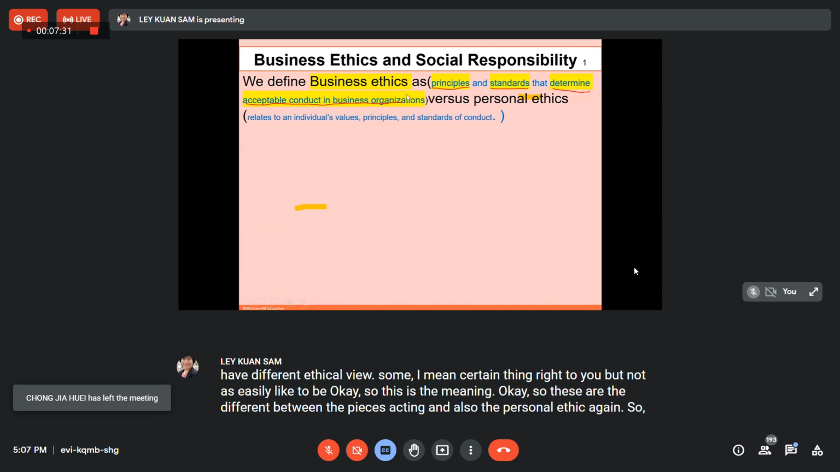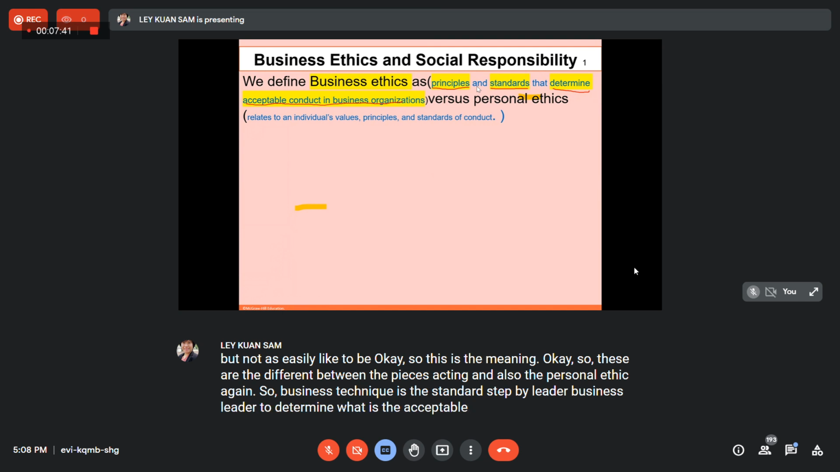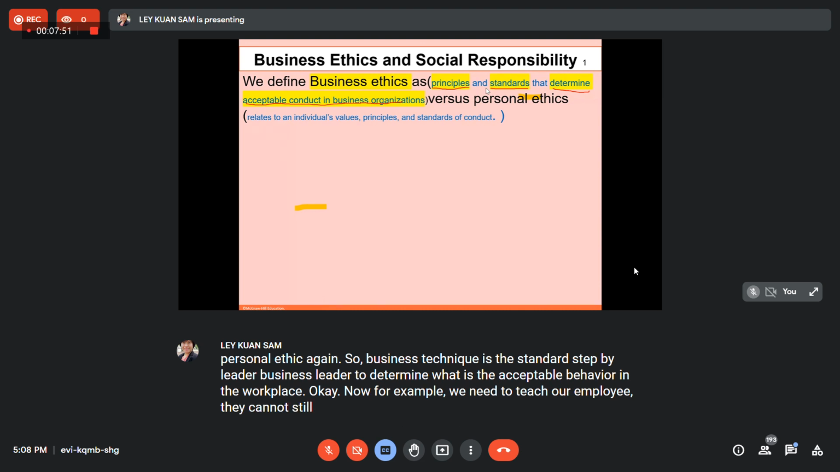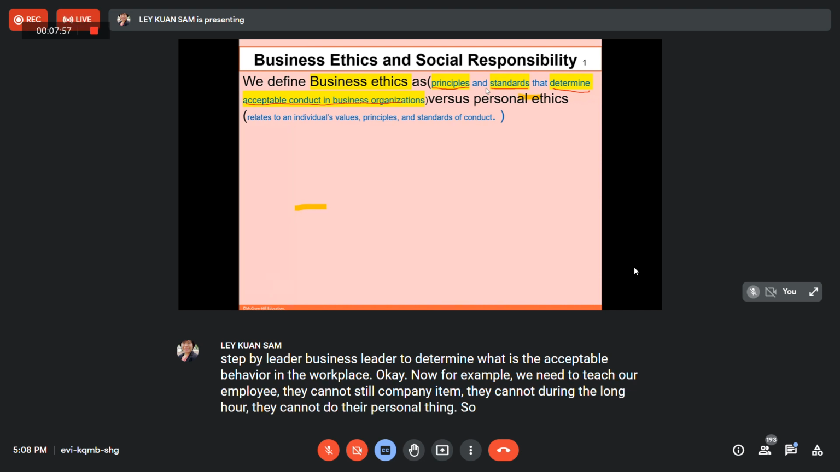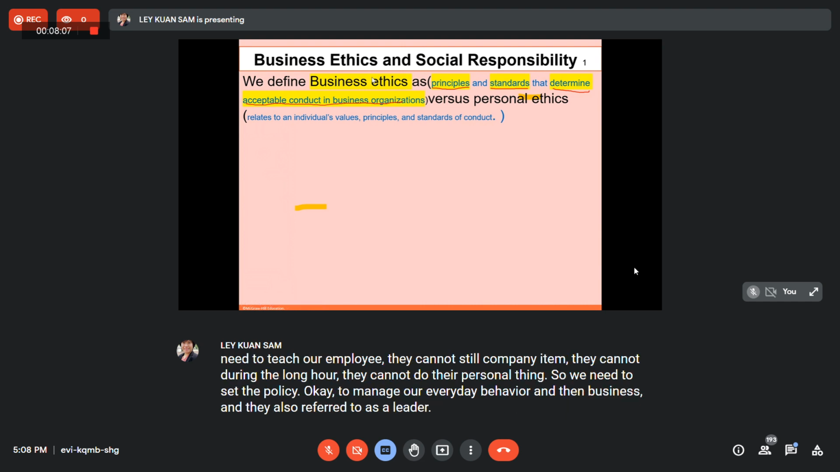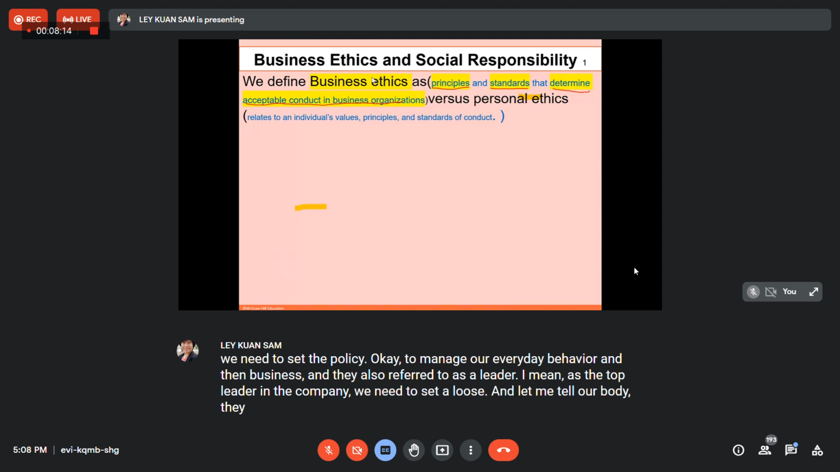Business ethic is the standard set by the business leader to determine what is acceptable behavior in the workplace. For example, we need to teach our employees they cannot steal company items. They cannot do their personal things during normal hours. So we need to set the policy to manage our employees' behavior. And business ethic also refers to the top leader in the company setting rules, and then we tell our employees they cannot accept bribery. Later I will let you know more about this.